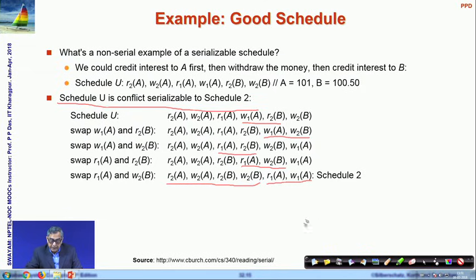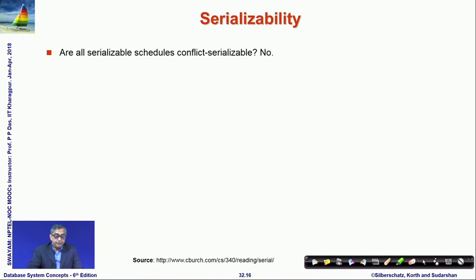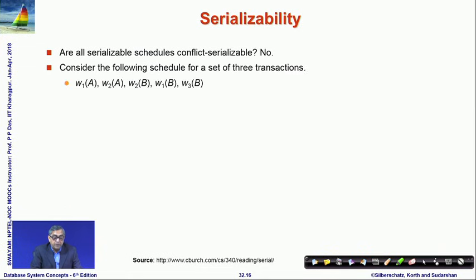is serial. So, while our earlier attempts on schedule S and schedule T were not serializable, schedule U is serializable. Naturally, are all serializable schedules conflict serializable? No. Here what we are trying to highlight is that a schedule may be serializable, but it may not be conflict serializable. So, conflict serializability is a stronger notion.